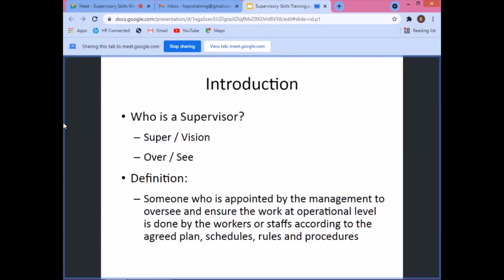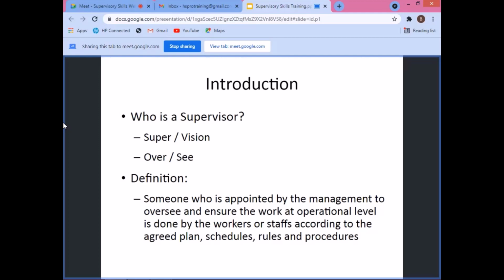So supervision, you already know what is super. Super is about doing excellence in whatever you do. You're doing big things. Vision is like looking forward, overseeing everyone, whether they are working well, in compliance with the policy, with the standard operating procedures and all the methods of work, overseeing all the activities in the workplace. This is the job of a supervisor. Someone who is appointed by the management to oversee and ensure the work at the operational level is done by the workers or staff according to the agreed plan, schedules, rules, and procedures.